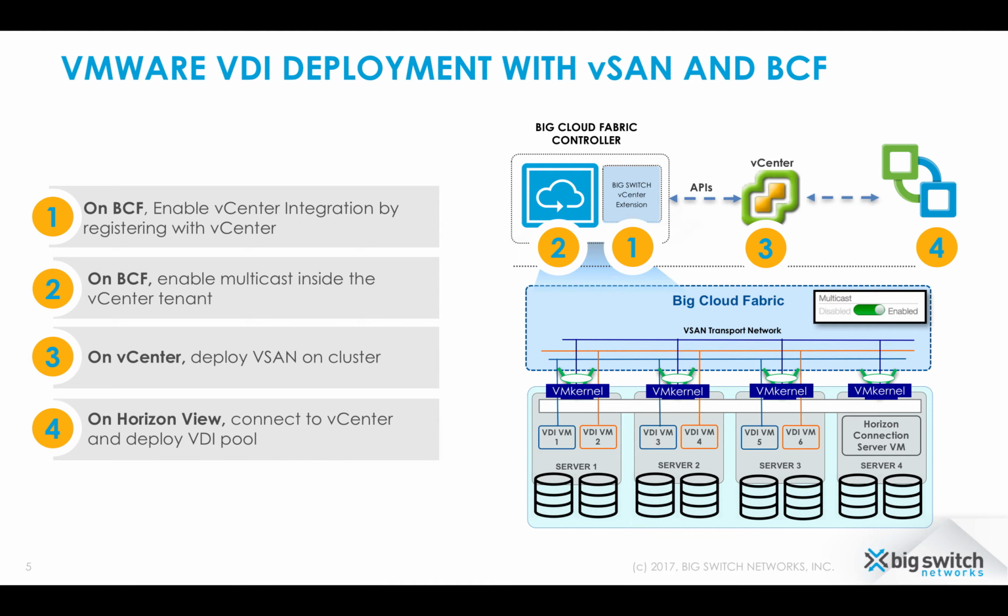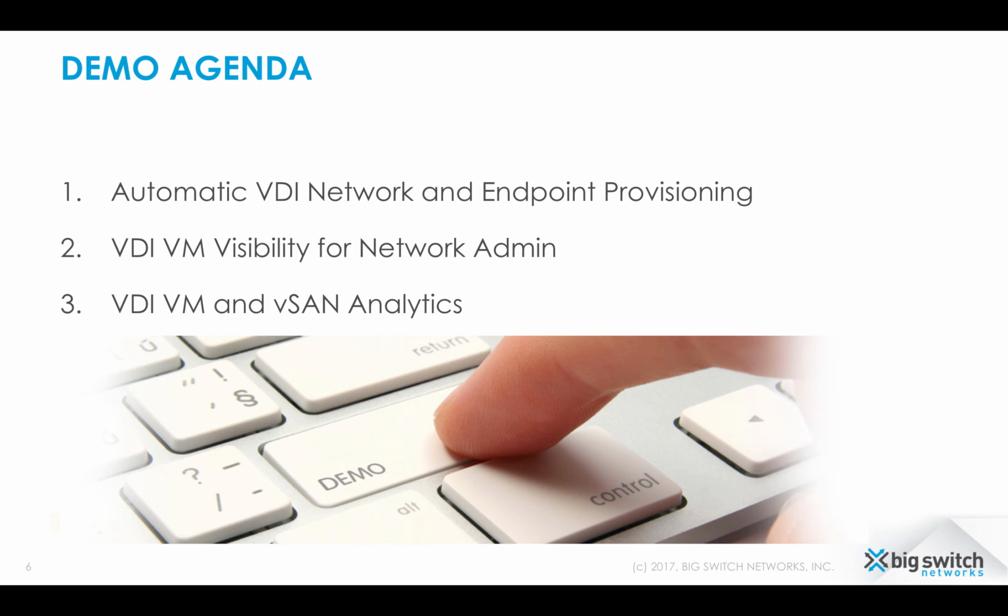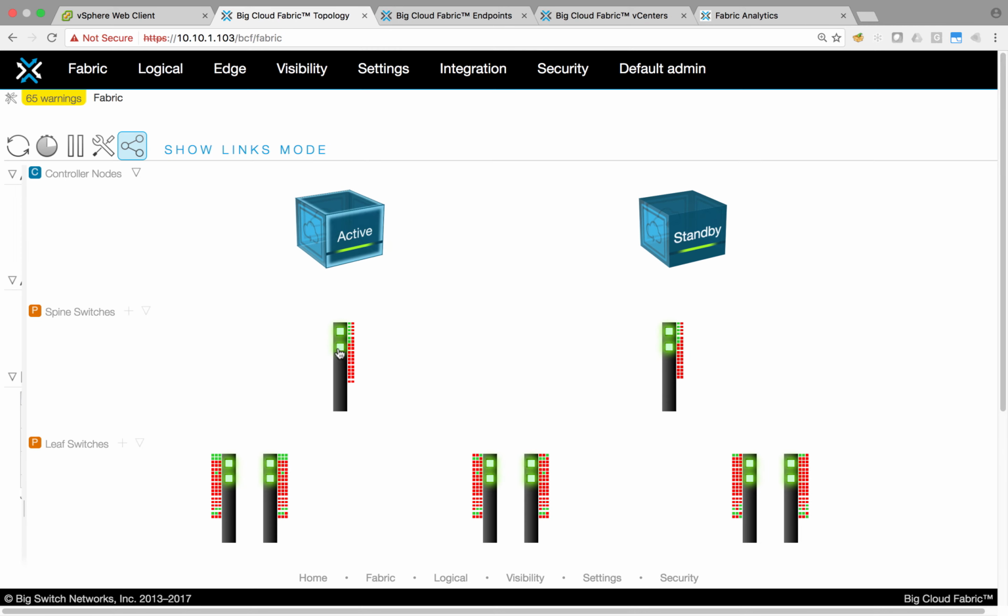When VDI VMs are brought up, the BCF segment corresponding to the virtual switch port group and the ESXi node membership in the segment are provisioned. In the following demo, we will see how VDI network and VM are automatically configured on BCF. We will also demonstrate how real-time visibility and historical analytics accelerate VDI network troubleshooting. First, let's take a look at Big Cloud Fabric.